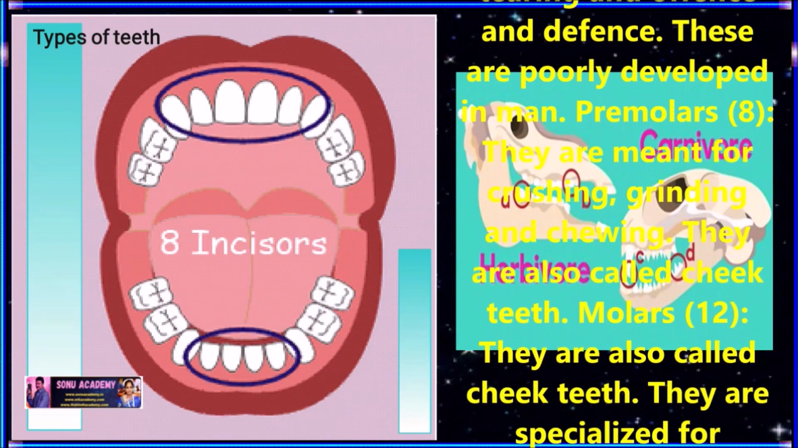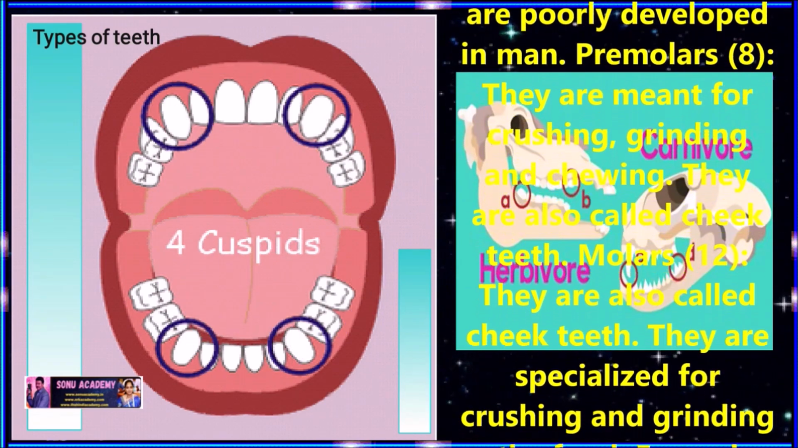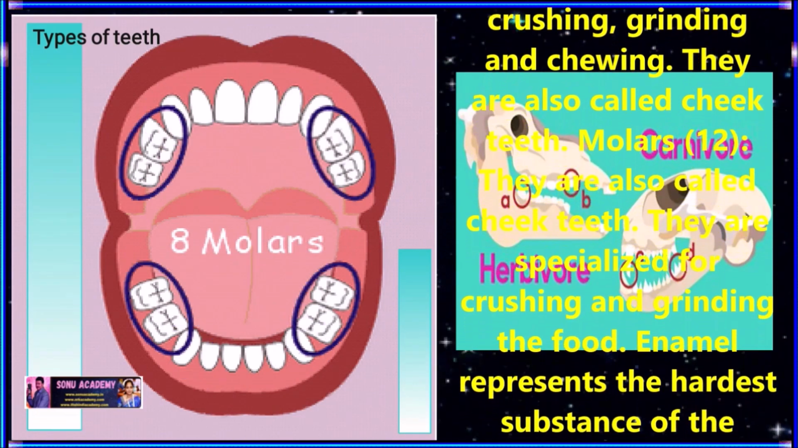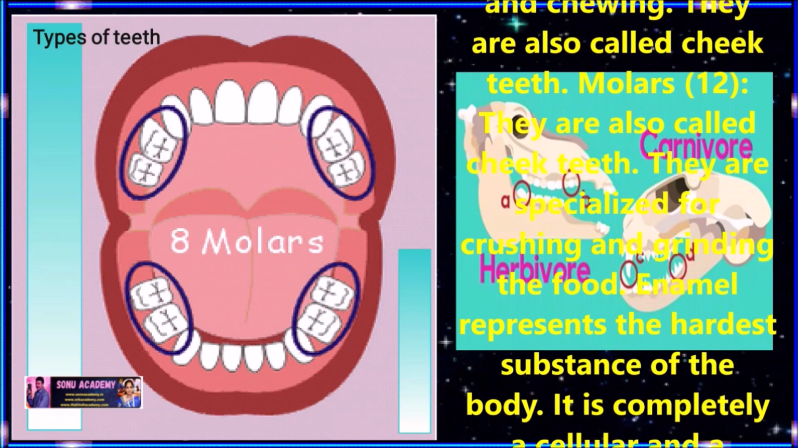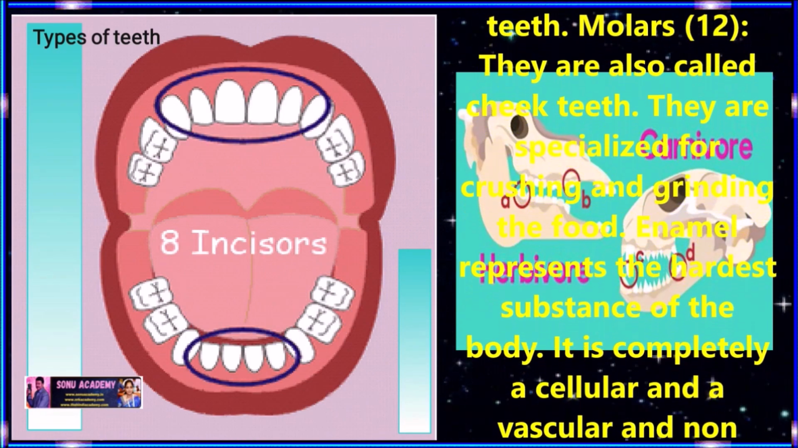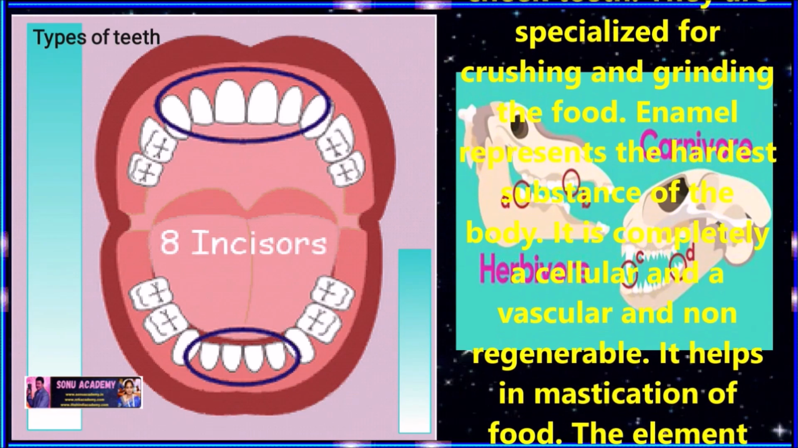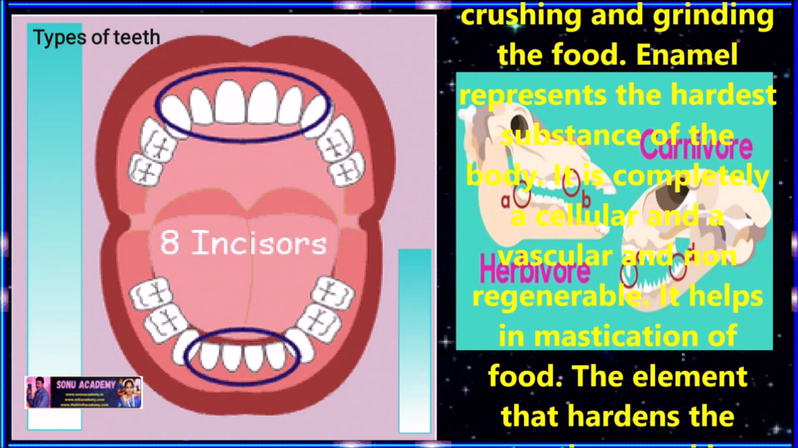Now let us discuss about 8 premolars and their function. They are meant for crushing, grinding and chewing. They are also called cheek teeth. Let us discuss about 12 molars which are present in humans. Cheek teeth, they are specialized for crushing and grinding the food.